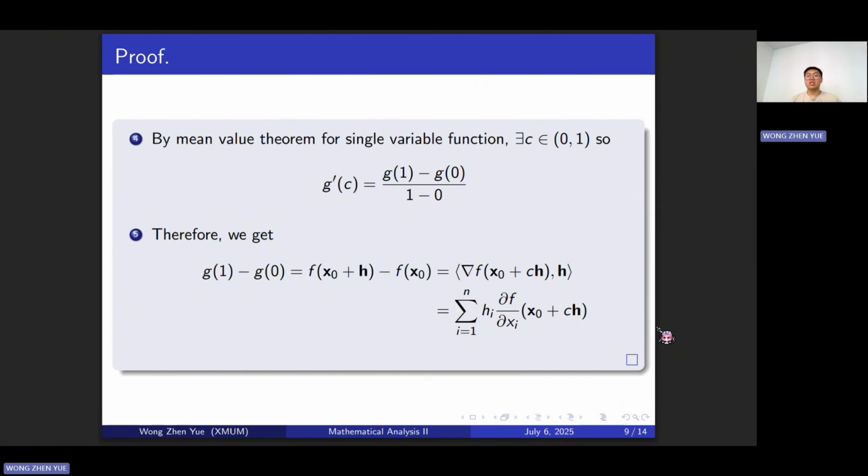But we also said that g prime t is equal to the dot product. So we change the variable t to c. We get that f of s naught plus h minus f of s naught is equal to the dot product of the gradient of f at s naught plus c h and h. And we can express it as a summation. So actually this is what we want to show, and we are done.